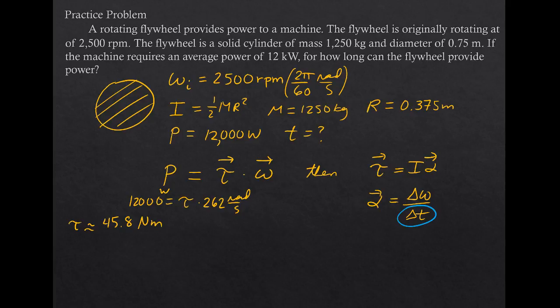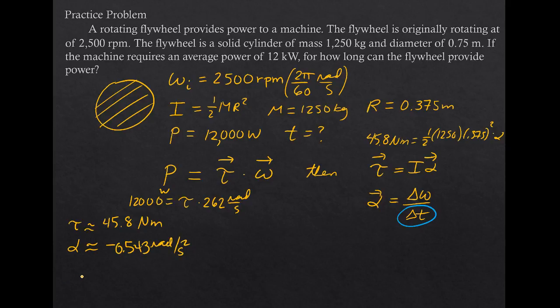Now, torque is equal to I alpha. So 45.8 Newton meters is going to be 1/2 m r squared times alpha. So this means that alpha is going to be about negative 0.543 radians per second squared.